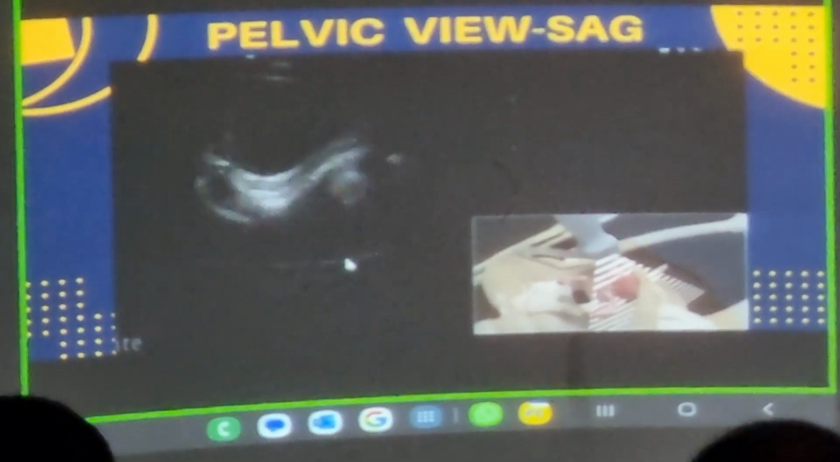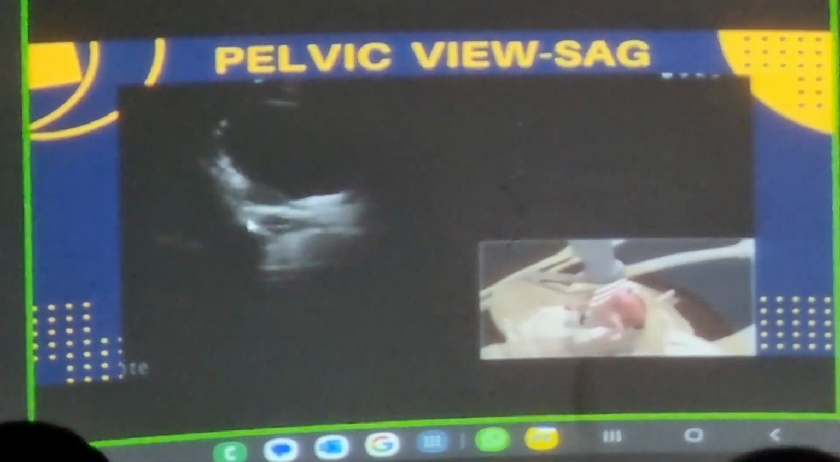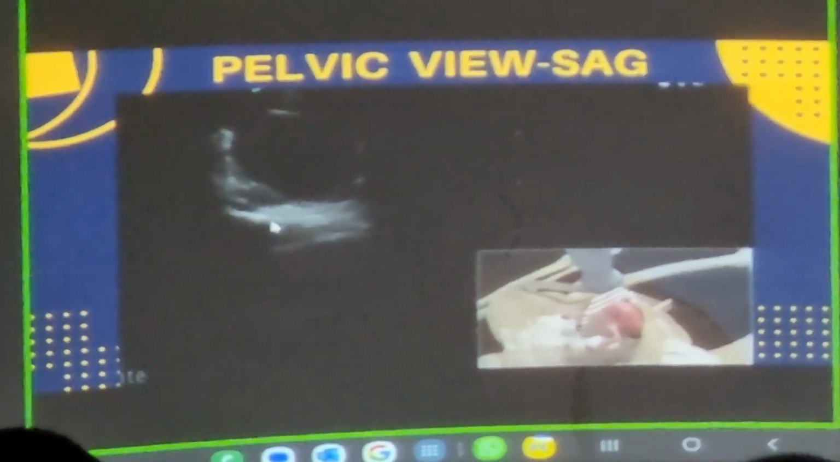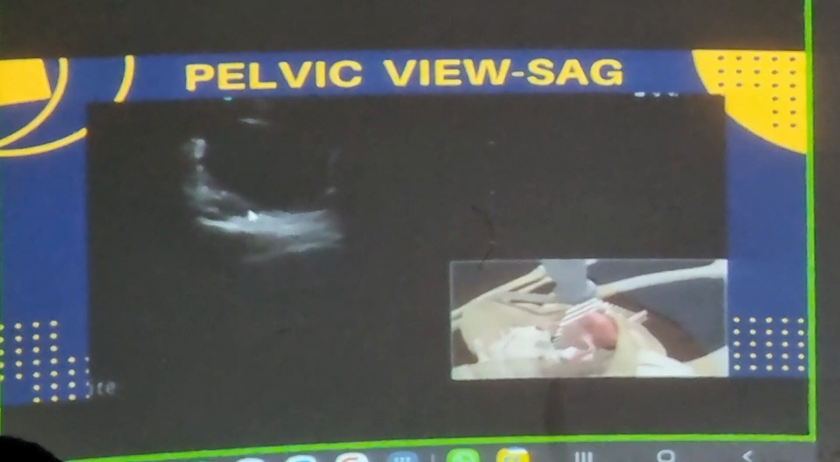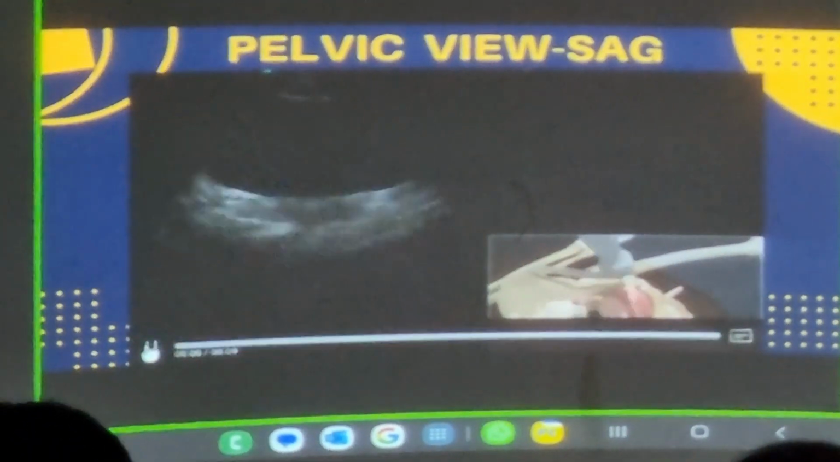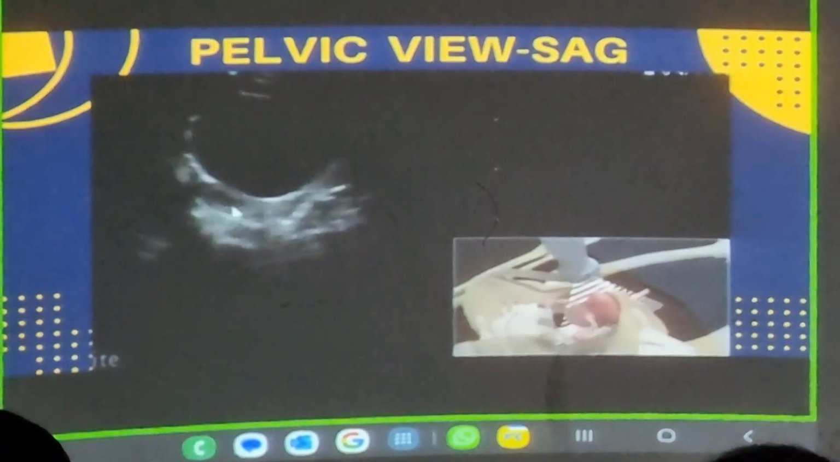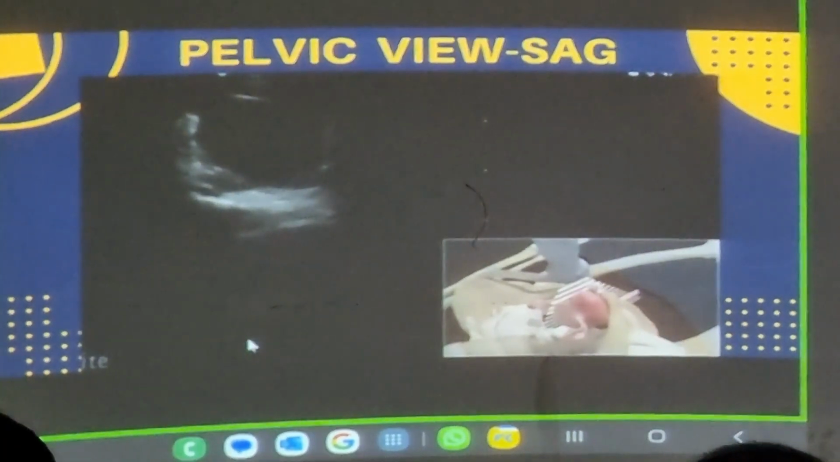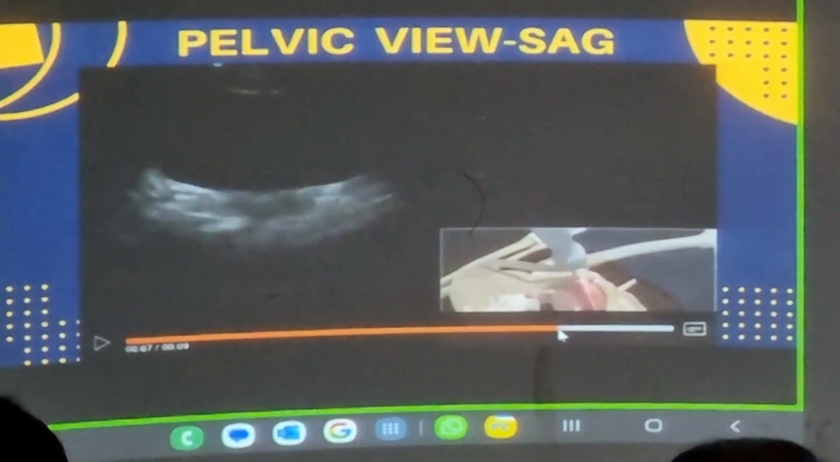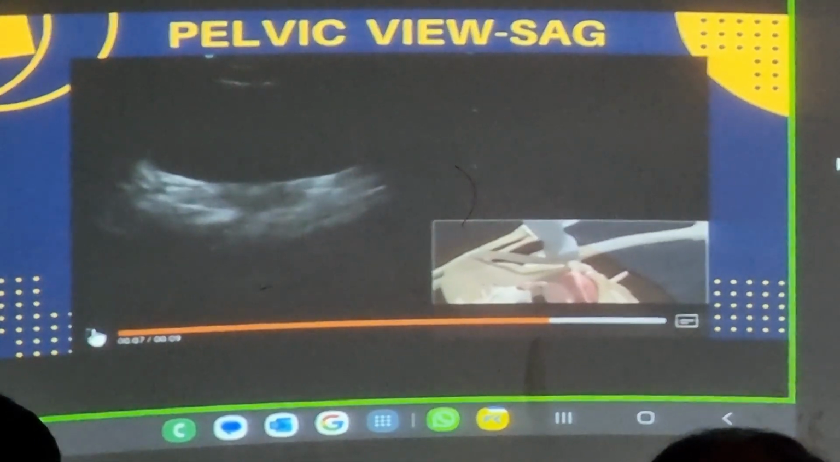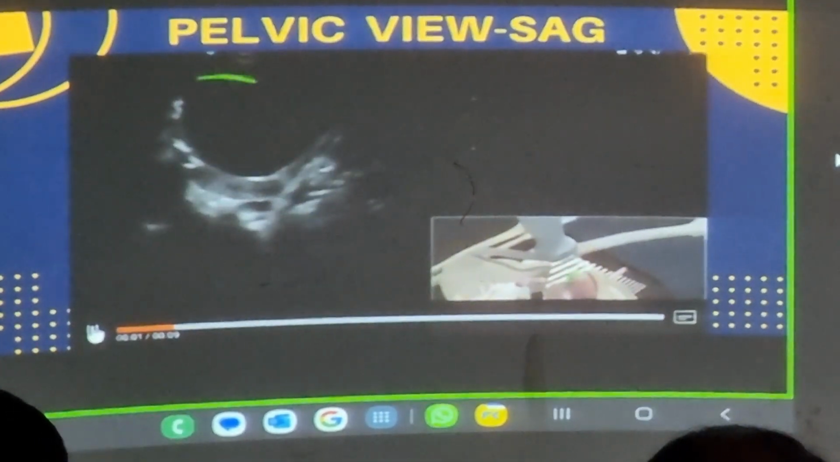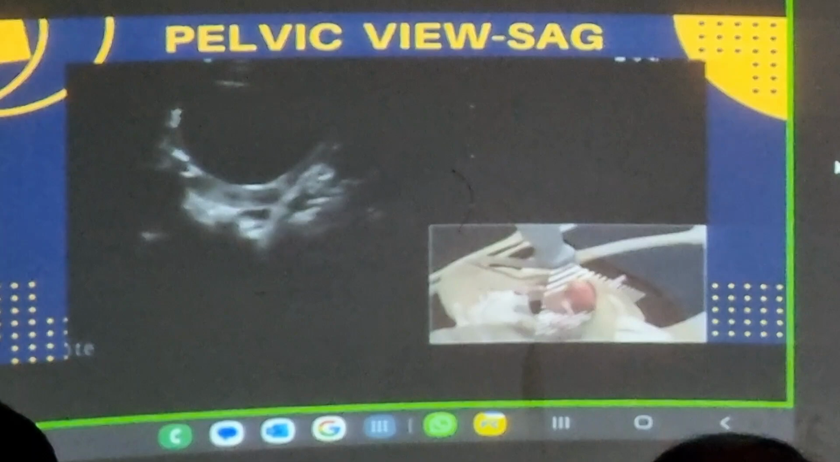Digital view of the pelvis. Now the probe marker is pointed towards the patient's head. Okay, this is head end, this is foot end, and this is how you will appear. And you fan the beam of sound from right to left. Okay, you can see the uterus just lying over here.